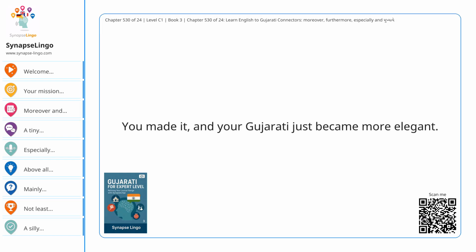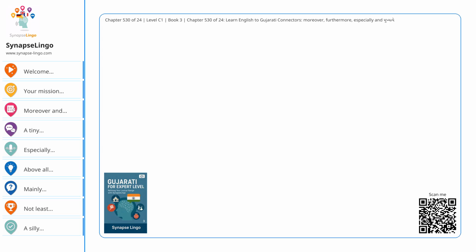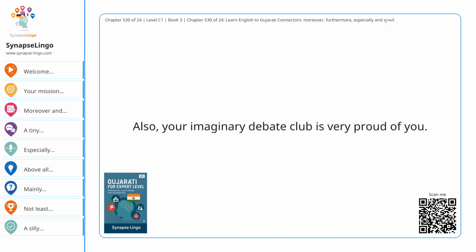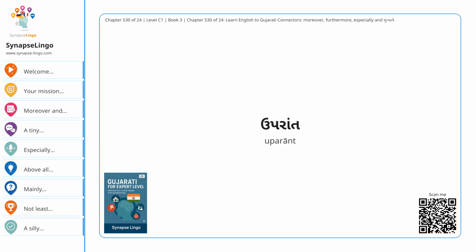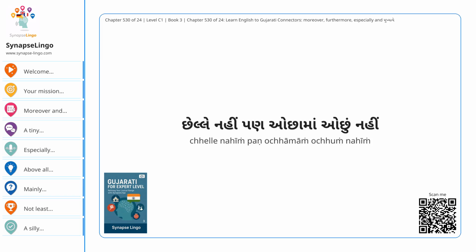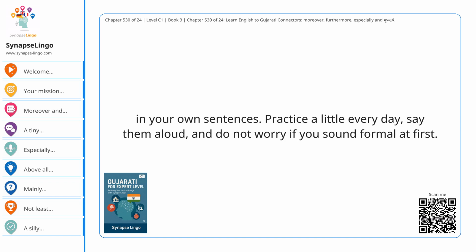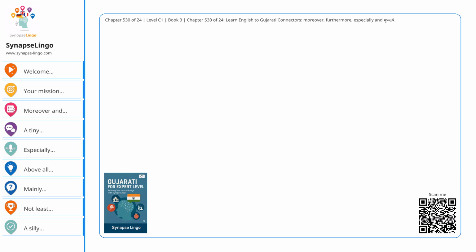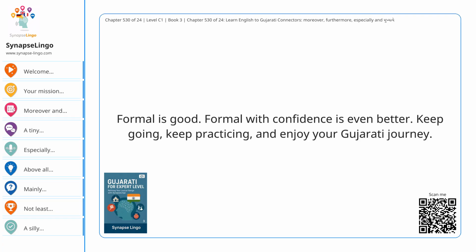Friendly conclusion. You made it, and your Gujarati just became more elegant. Also, your imaginary debate club is very proud of you. Thank you for learning with me today. Keep practicing: ઉપરાંત, વધુમાં, ખાસ કરીને, સૌથી પહેલા, મુખ્યત્વે, and છેલ્લે નહીં પણ ઓછામાં ઓછું નહીં. In your own sentences, practice a little every day, say them aloud, and do not worry if you sound formal at first. Formal is good. Formal with confidence is even better. Keep going, keep practicing, and enjoy your Gujarati journey.